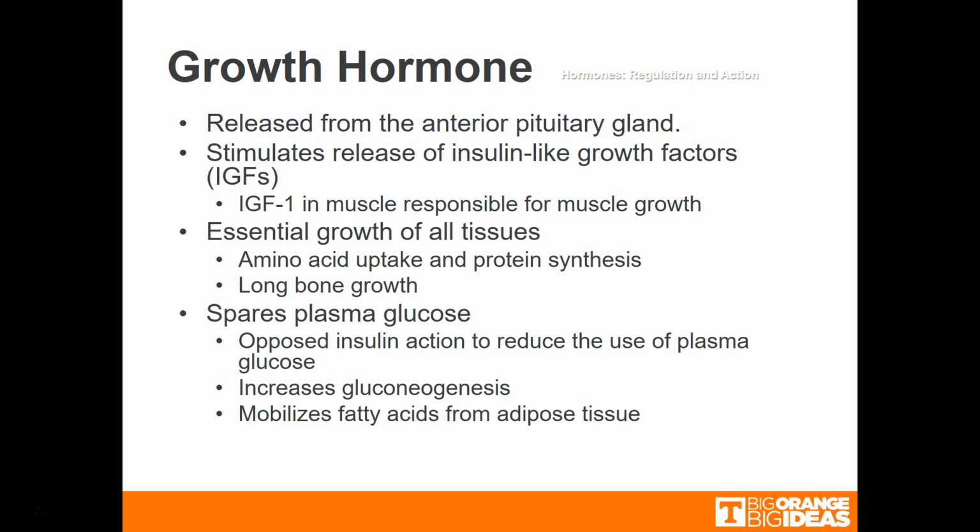So the first hormone I'm going to talk about is growth hormone. So growth hormone is released from the anterior pituitary gland, and its method of action is stimulating release of insulin-like growth factors, so IGFs. IGF-1, so insulin-like growth factor 1, is responsible for muscle growth. So this is important for kids as they're growing, as well as for adults when they're doing things like strength training to help increase the muscle size.